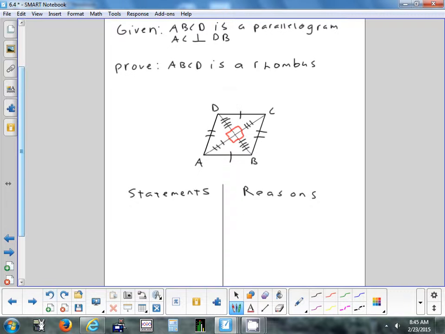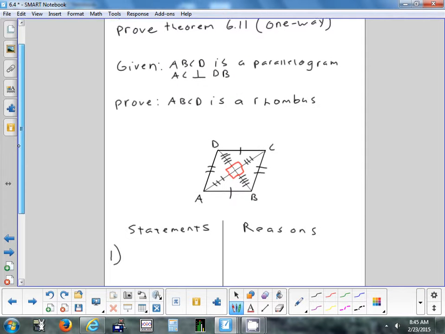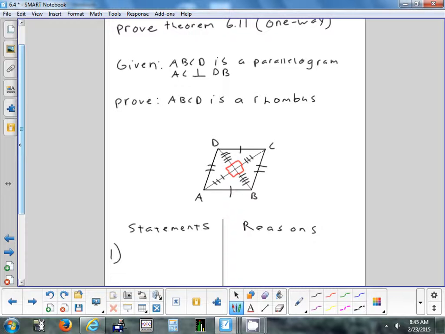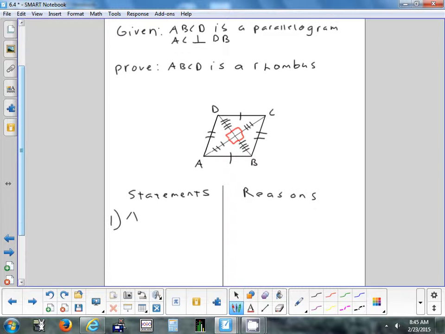Okay, so that's what I'm trying to prove somehow. So let's start writing down some of what we did, and then see if we can somehow tie in congruent triangles. All right, let's look at our statements. Let's write the given. Okay, everything that was given. So ABCD is a parallelogram. Just abbreviate it like that. AC is perpendicular to DB. That's all given.